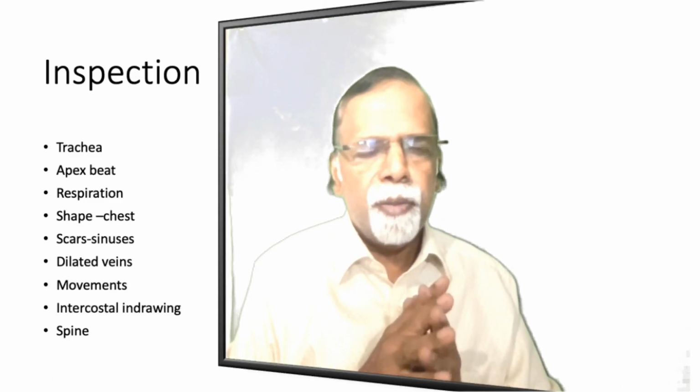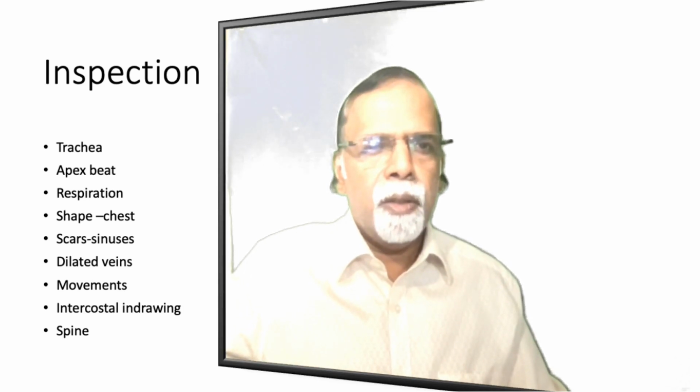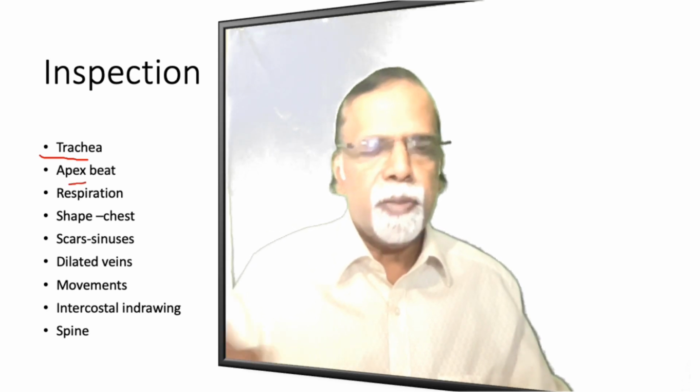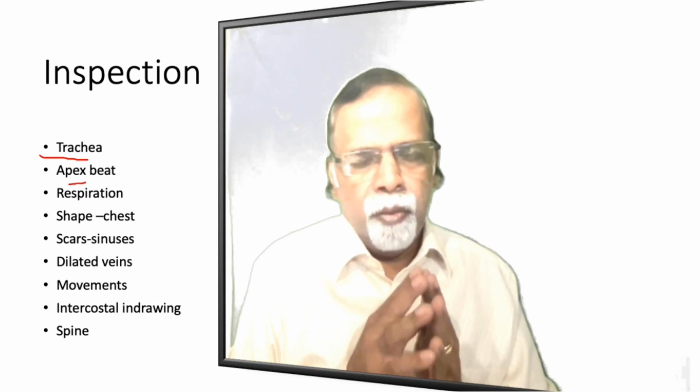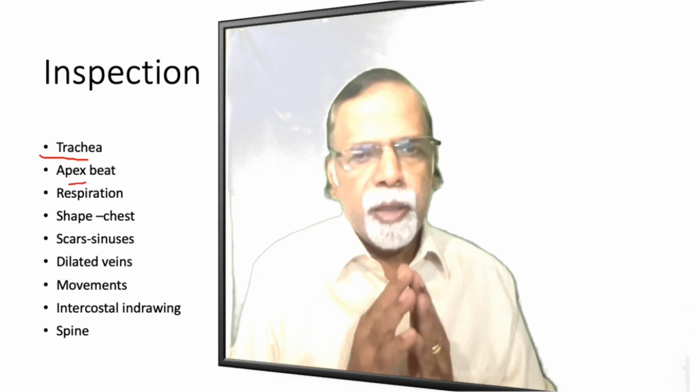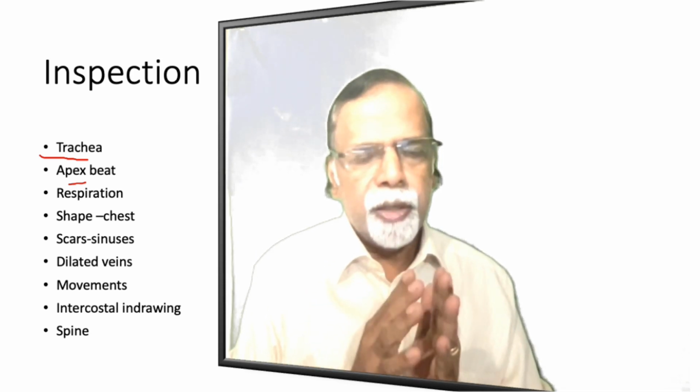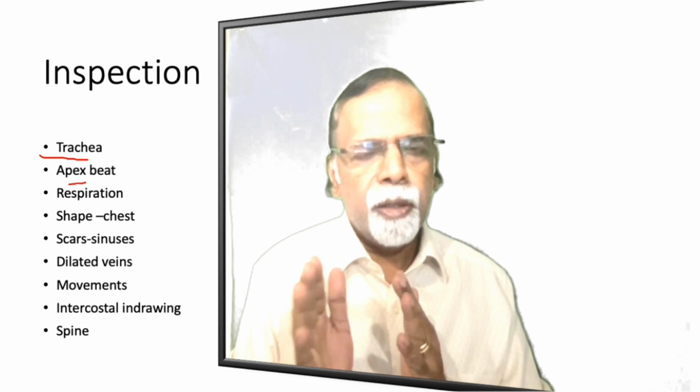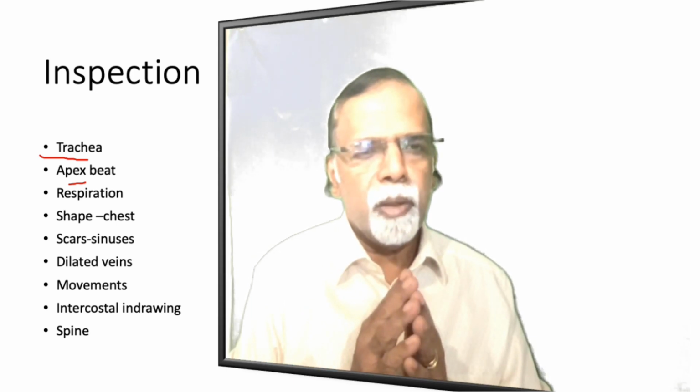The major things that should be examined are: first is the position of the trachea. Along with that, look for the position of the apex beat. When the trachea and apex beat are shifted, it means a mediastinal shift. Trachea is central and apex beat is shifted, that is more likely to be a cardiac problem.